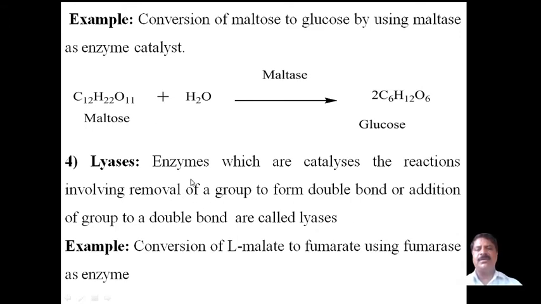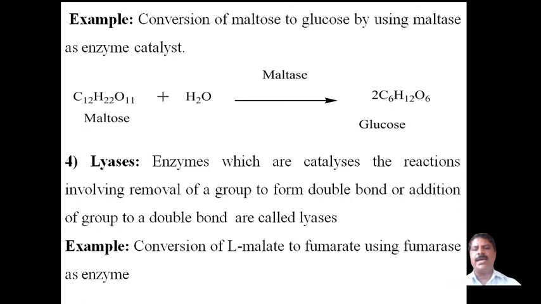Lyases are those catalysts which are involved in the reaction by removal of one group to induce a double bond, or by adding a group to the double bond so that the double bond is converted into a single bond. Therefore, it is called a lyase. Simply by removal of a group, a saturated compound is converted into an unsaturated compound, meaning the single bond is converted into a double bond, or vice versa. This takes place by using enzymes called lyases.